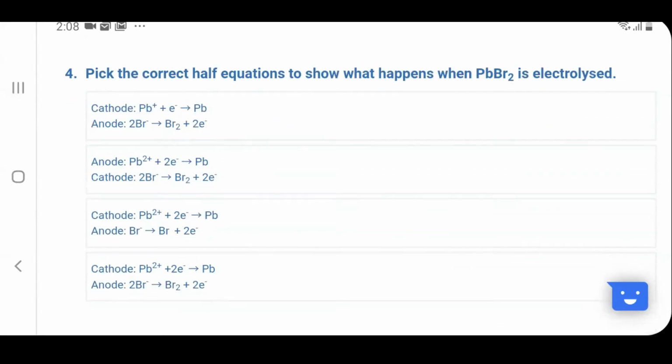Pick the correct half equation to show what happens when lead bromide is electrolyzed. You want the correct half equation. You see the Pb, Br2. The 2, you should know where the 2 came from in the statement above there. So, know how you're balancing.